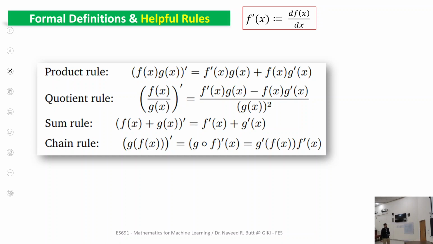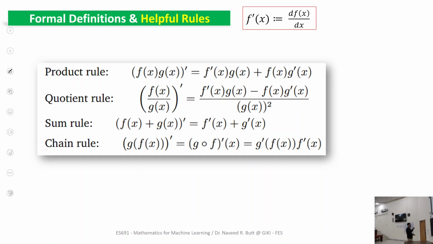So product of two functions, quotient of two functions, sum rule, chain rule, the one that we are most commonly using in machine learning, chain rule, right. Because it involves composition of functions, and deep learning especially is all about composition of functions. Every layer is a composition, right. So you are familiar with all these.